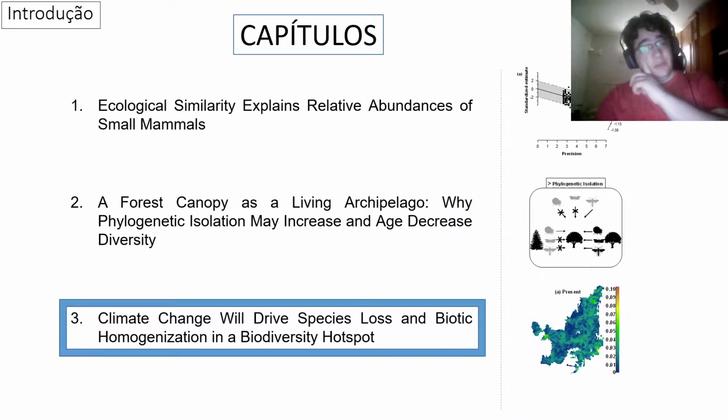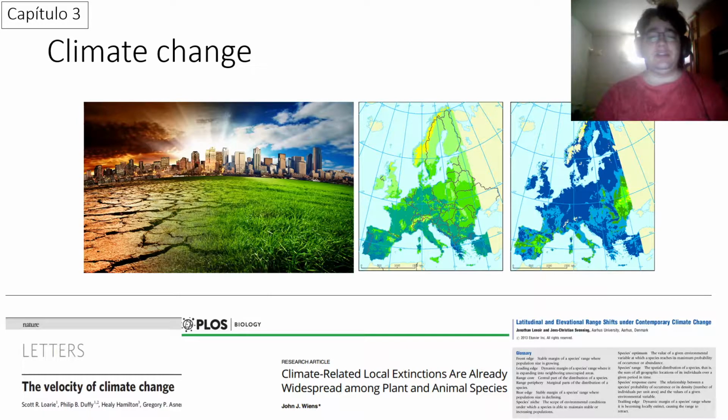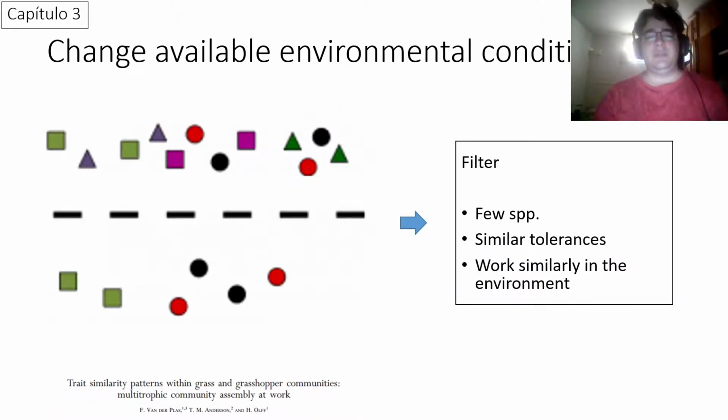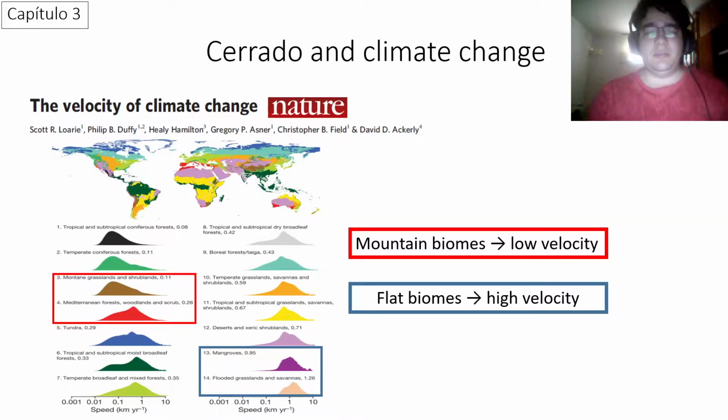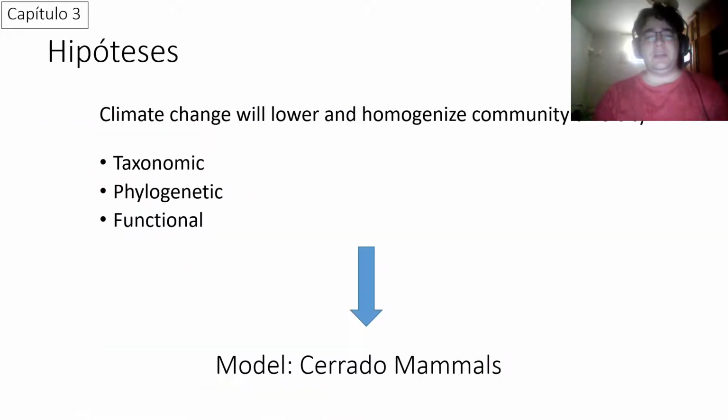Then we have our final chapter, that is climate change will drive species loss and biotic homogenization in a biodiversity hotspot. We know that climate change is happening. It can be due to human causes or natural causes, but it's happening. And we know that it filters a few species that have similar tolerances and work similarly in the environment. And we also know that mountain biomes have low velocity of climate change, and flat biomes have a high velocity, and Cerrado, the Brazilian Cerrado is a flat biome, so it is a good biome to study climate change.